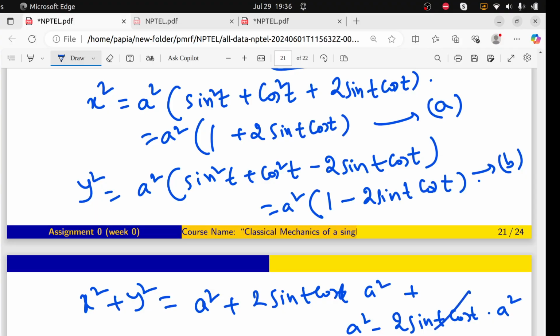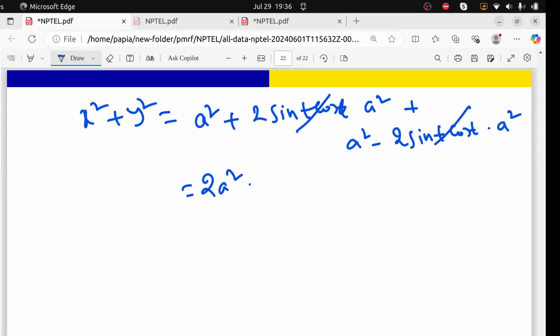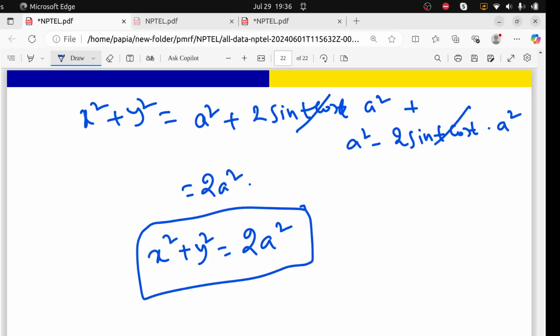Now you can see this plus minus will cancel out, so it will simply come as 2a square. Now you have to tell me x square plus y square equals 2a square. What is the equation? Did you see this type of equation in some of your mathematical class or somewhere? What is the equation of this?